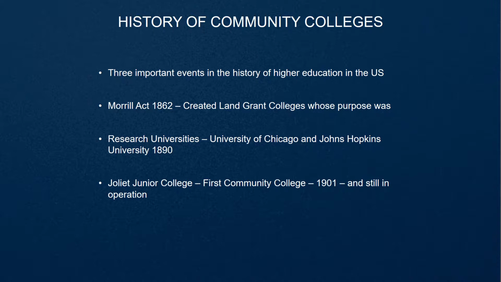So again, there are 3 important items or events in the history of community colleges in the United States. The Morrill Act, which created the land-grant colleges, whose purpose was to provide a lot of education focused in agriculture and in mechanics. The engagement of research universities in the issue, and the establishment of a junior college.